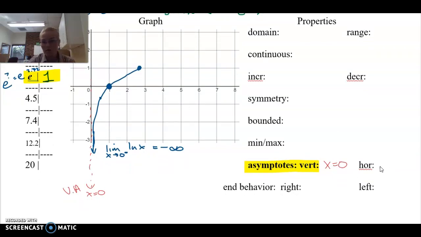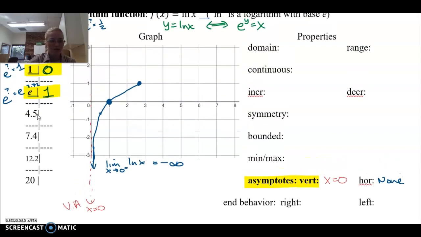There are no horizontal asymptotes, none, because we can plug natural log of 4.5, natural log of 7.4, natural log of 12.2, natural log of 20. When we plug those into our calculator, it gives us 4.5, that's about 1.5. 7.4, that's about 2. 12.2, that's about 2.5. 20 is about 3. So you can see it's growing very slowly, right? It only gets up to 3 here when you're way out at 20. Right, so that's off the screen. So 7.4, right here, that's when we're going to get to 2. And so it is growing very, very slowly, but it is still growing nonetheless.